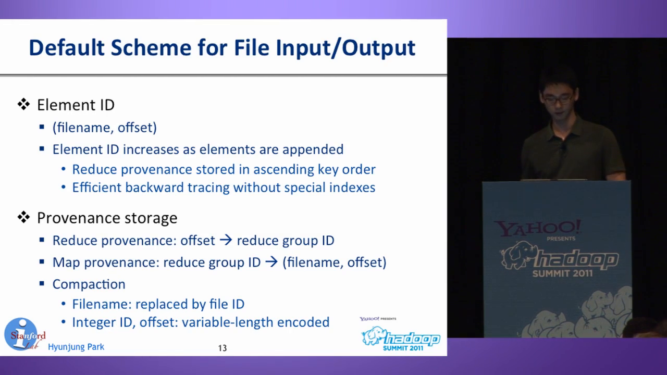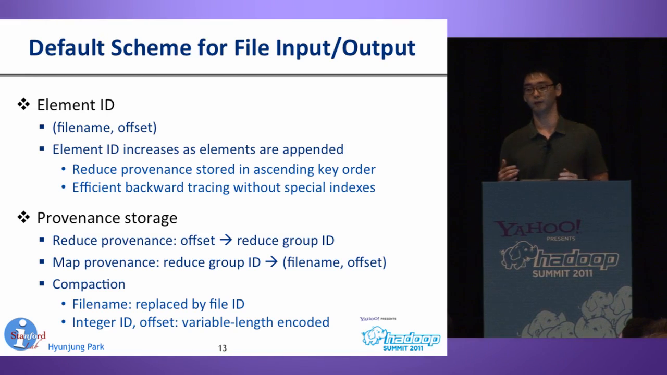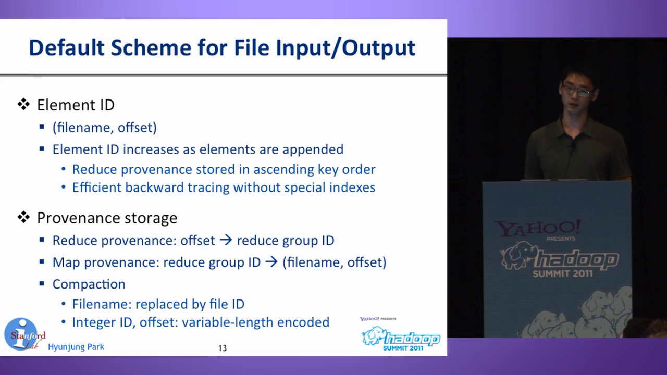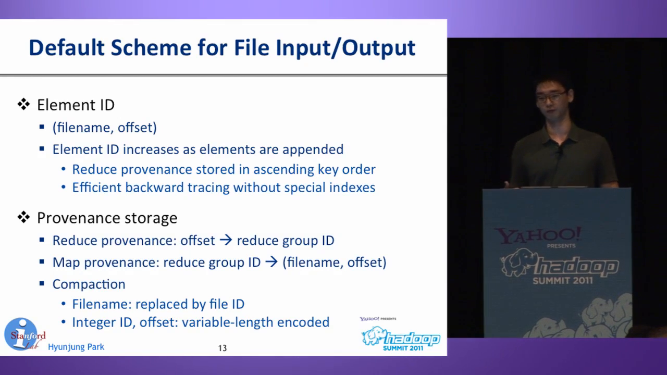So for the default scheme for pluggable schemes, the most common case in Hadoop is the input and output in the HDFS. So we'd like to support this case very efficiently. Element ID in this case is a combination of file name and offset. This combination will uniquely identify any record in a file. It also has a couple of nice properties that will further speed up the provenance tracing program.